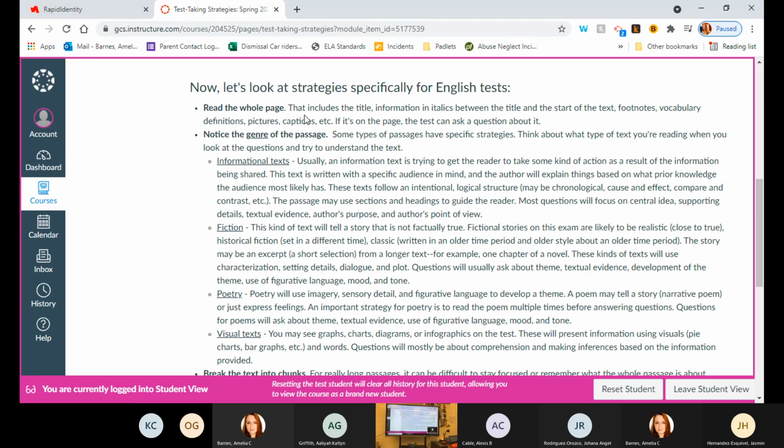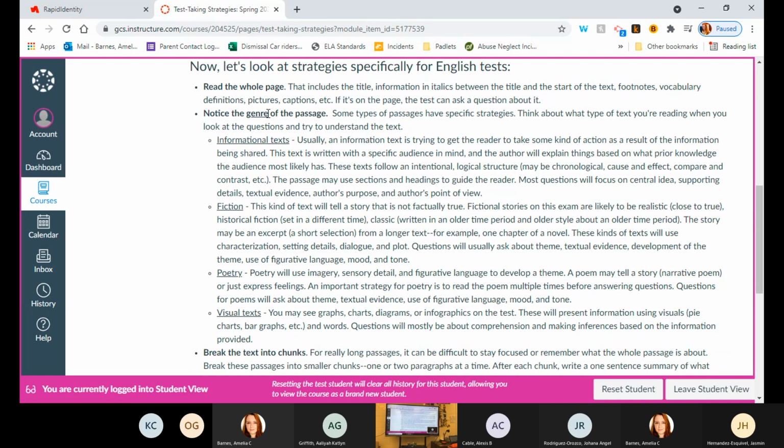And so that is an important strategy for the EOC, but if you're planning to take AP next year, the AP exam does this all the time. It'll have questions that specifically ask you about stuff that was in the italics at the start of the passage or in the footnotes. So if there are footnotes on the page, read the footnotes. If there's a definition down at the bottom, read that definition. If they gave it to you, it's for a reason. You need to know it.